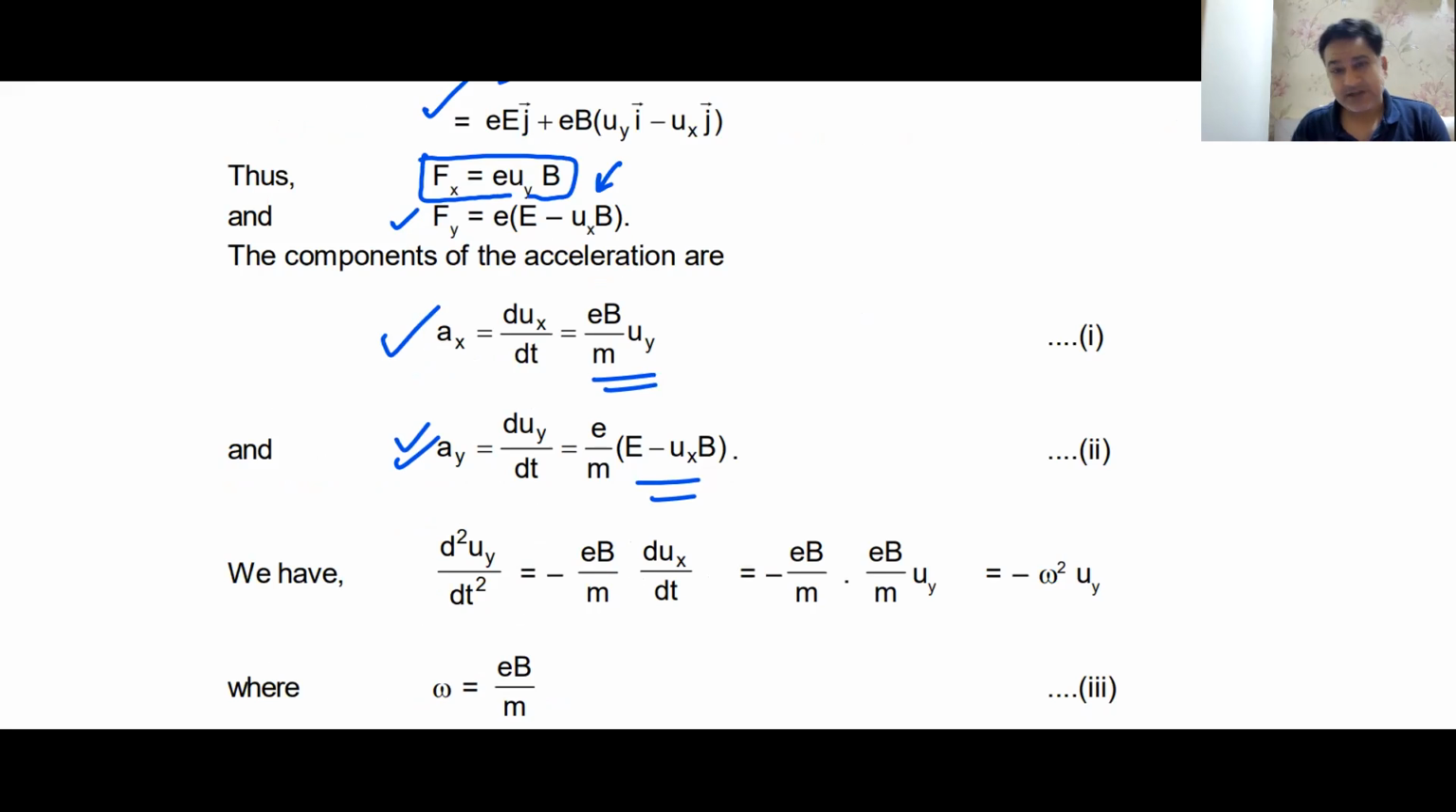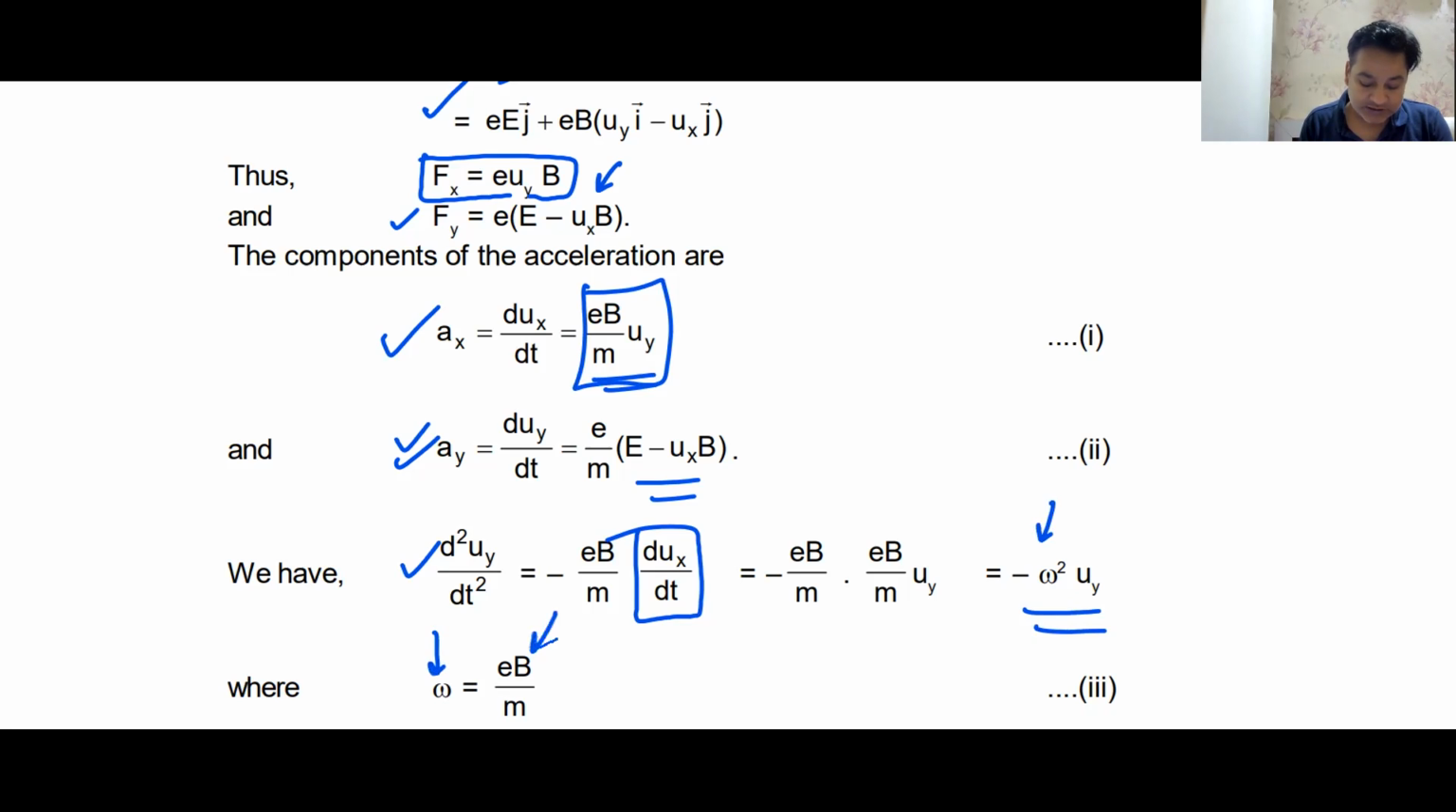To solve this, there are different ways of solving this. The easiest way is to find the double derivative of uy. In this double derivative of uy, you will find the acceleration ax, and you can substitute the acceleration ax, and you will get the double derivative of uy as minus omega square times uy, where omega is equal to eB by m.